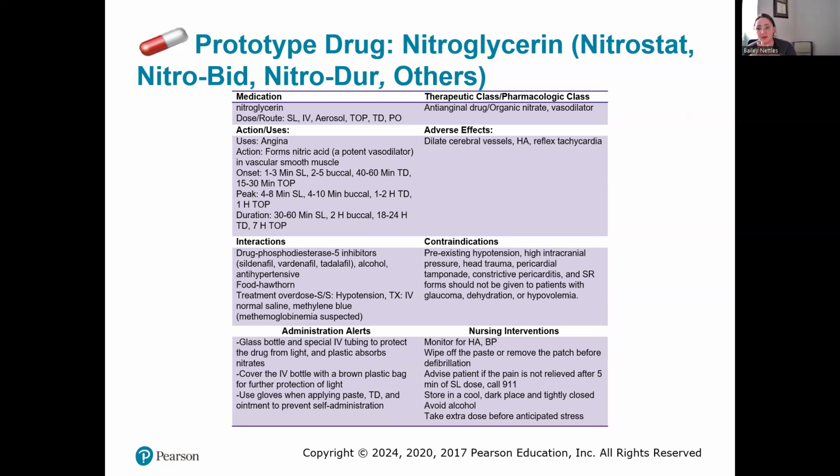All right, the sustained forms should not be given to patients with glaucoma, dehydration, or hypovolemia. Okay.